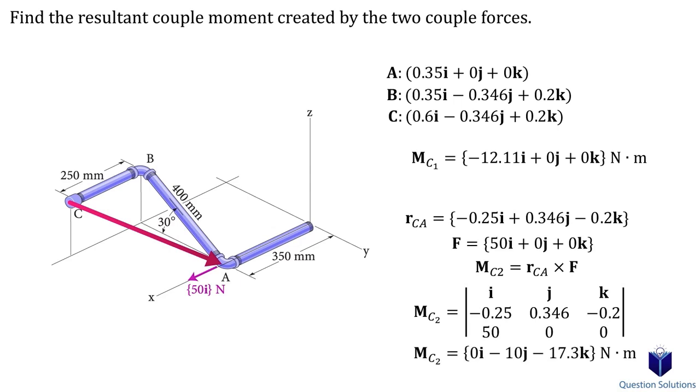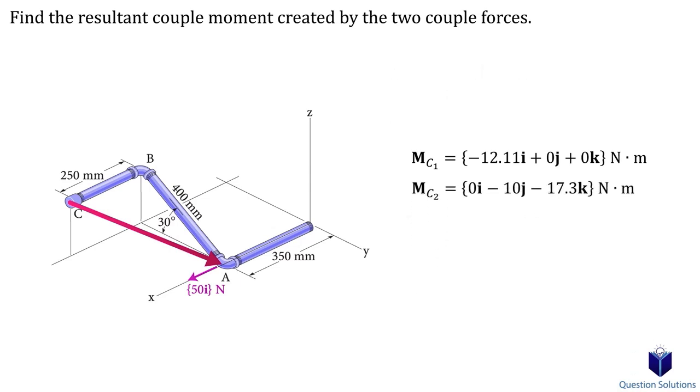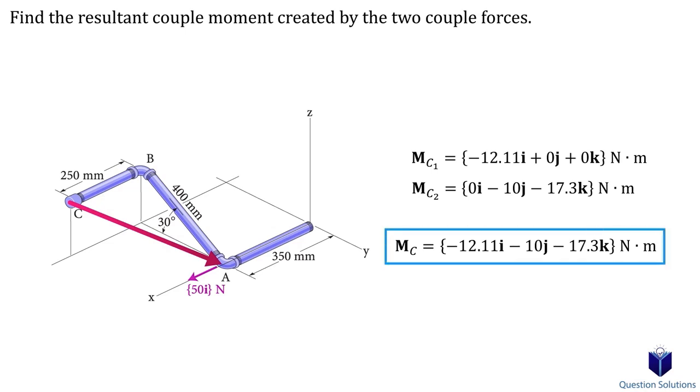The last step is to find the resultant moment, so all we do is add these together. Remember, we add I components to I components, J components to J components, and K components to K components. That should cover the types of problems you will face when it comes to couple moments.